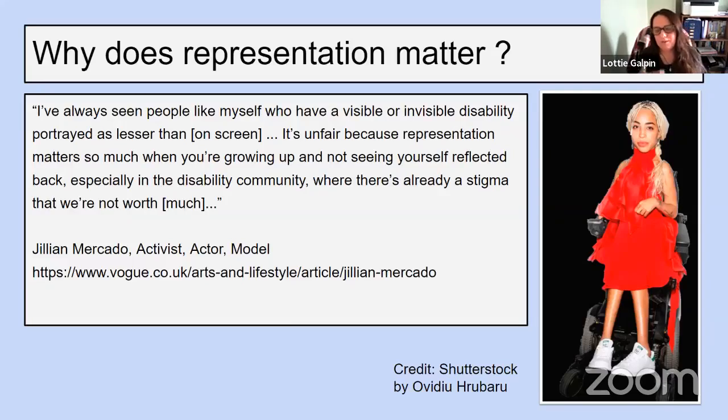So one typical stereotype of disability is a stereotype of omission, that people just aren't there. And the impact of not including people, you can see from this quote, is quite significant. It encourages stigma, or fails to reduce stigma, and it has a real effect on the people who are not being represented.